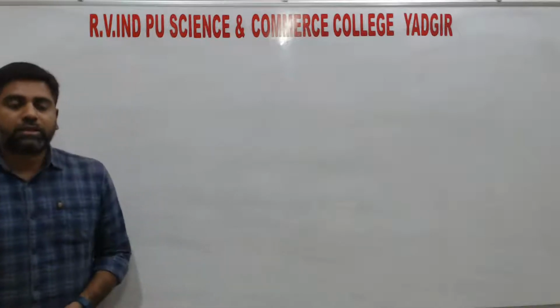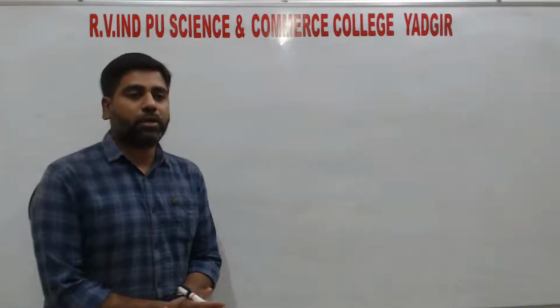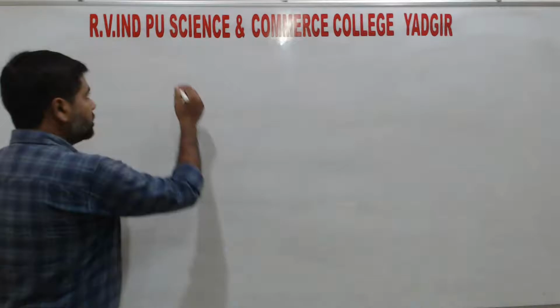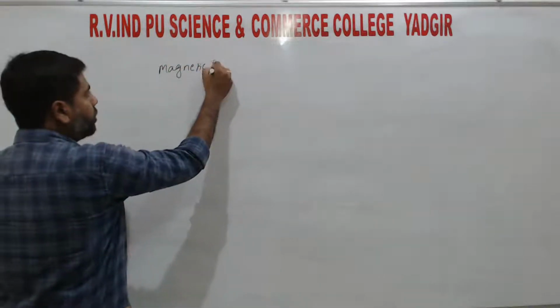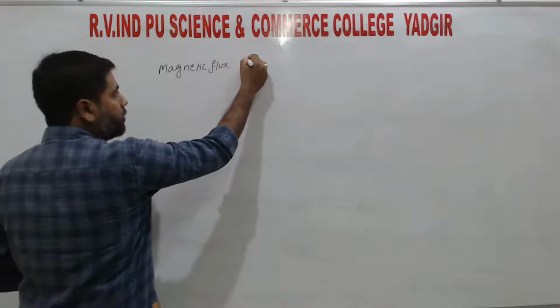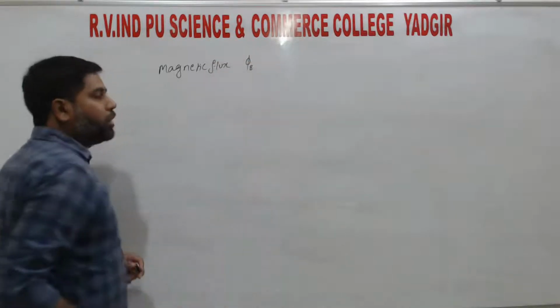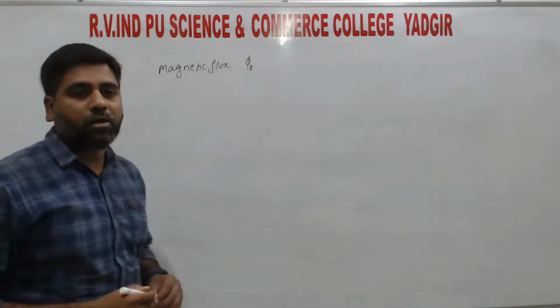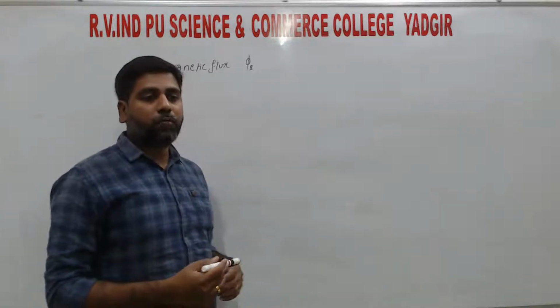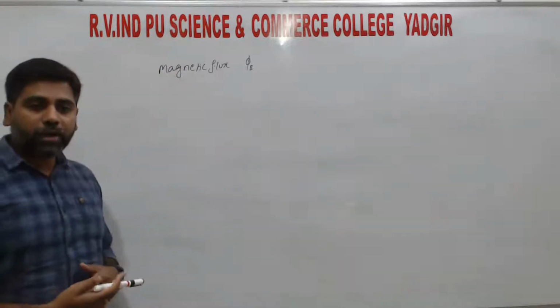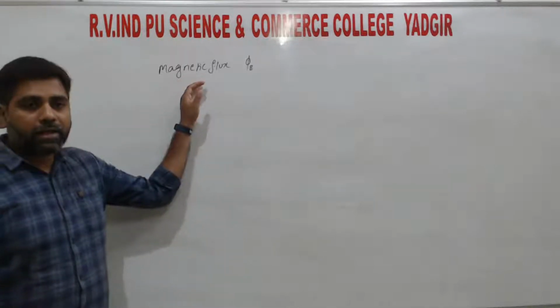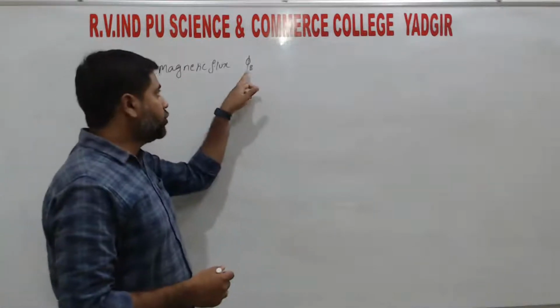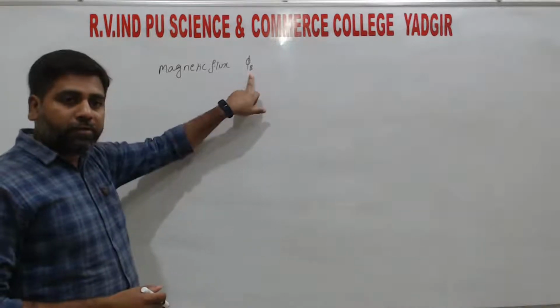Good morning, students. In the last class, we were discussing the topic of magnetic flux, right? Magnetic flux is denoted by phi B. I already mentioned that it is similar to electric flux. That means the number of magnetic field lines passing normally through any closed surface, that we call the magnetic flux, right? It is denoted by the symbol phi with suffix B.